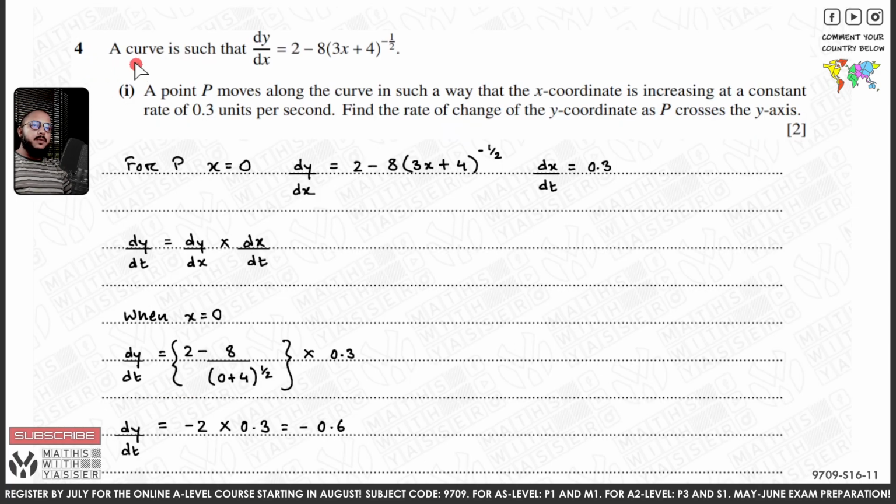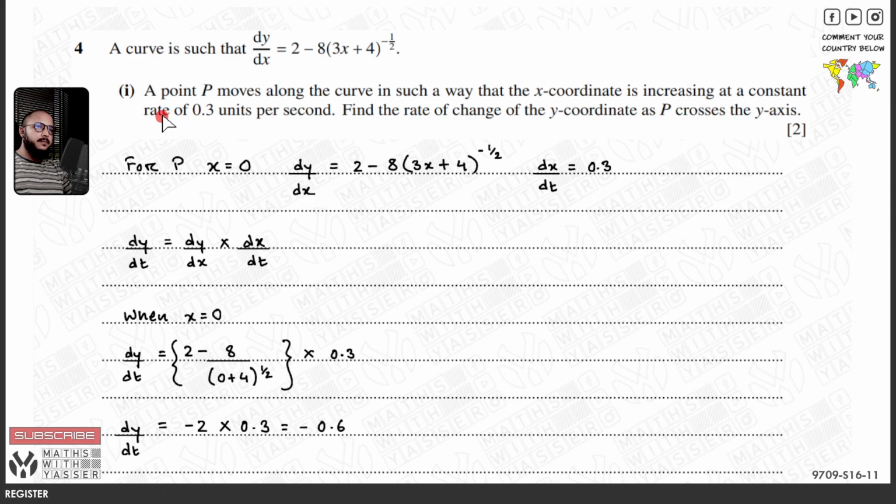Question number 4. A curve is such that dy over dx is equal to 2 minus 8 times (3x plus 4) to the power minus half. A point P moves along the curve in such a way that the x coordinate is increasing at a constant rate of 0.3 units per second. So this means dx by dt is equal to 0.3, because the x coordinate is increasing at a constant rate. This should give you the hint of dx by dt.